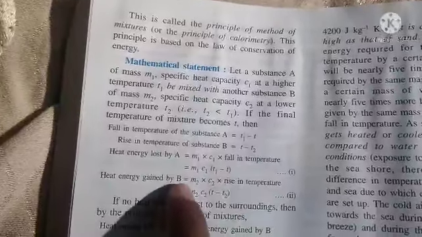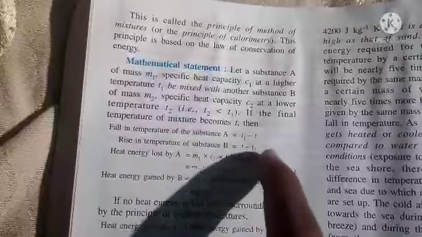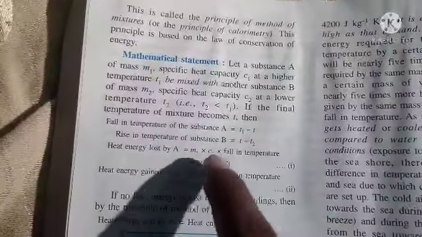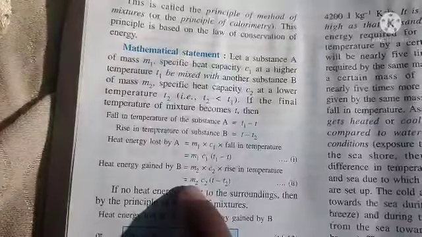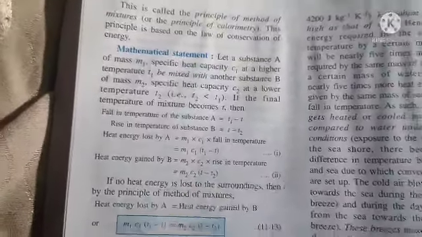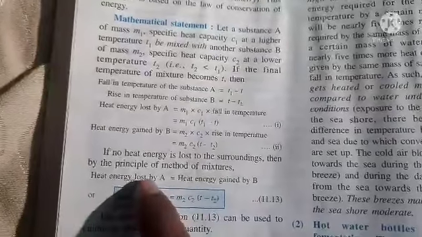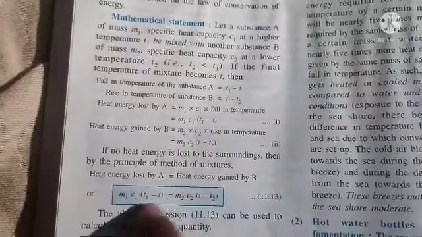Heat energy gained by the body would be what? m2c2 rise in temperature, which is (T minus T2). So this is the heat energy lost and this is the heat energy gained. According to the principle of calorimetry, if there is no heat lost to the surroundings, then this heat energy lost should be equal to heat energy gained. So I equate these two equations.